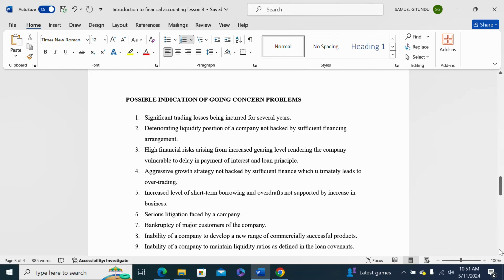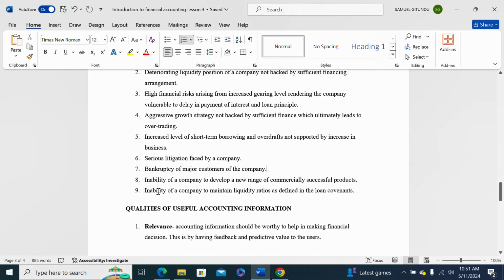Then the final indication of a going concern problem is inability of a company to maintain liquidity ratio as defined in the loan covenants. Loan covenants are agreements that you have with your lender. So if you are not able to maintain the liquidity ratio as defined by the covenants, then it means that your company might fail, because if you go against a certain loan covenant, the lender of that loan can take the security which you had given him for you to be given a loan, and that might lead to failure of your business.